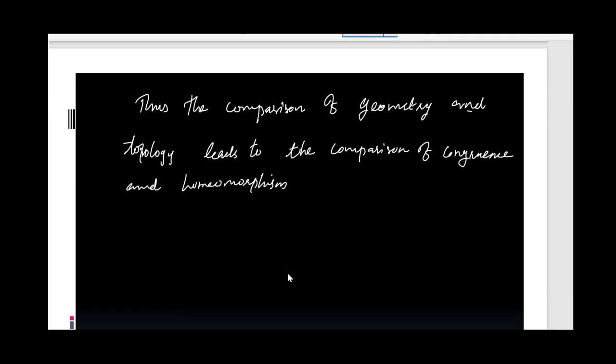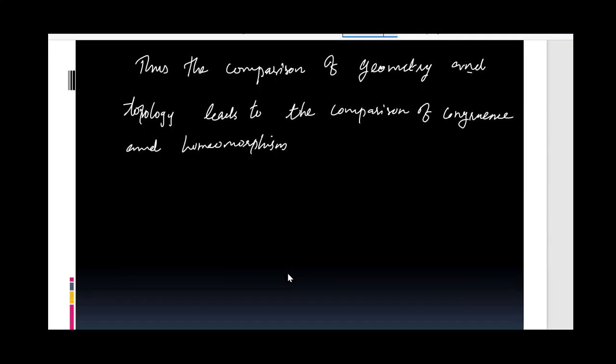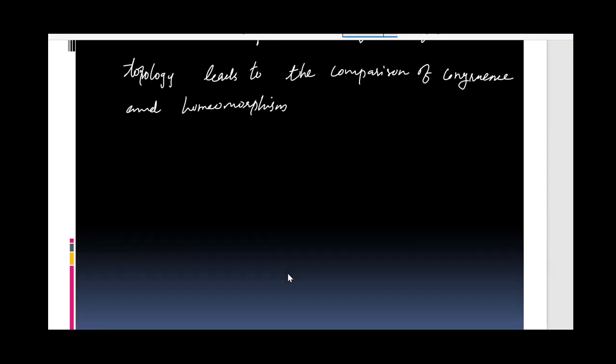And homeomorphism. Thus, the condition that all distances be preserved trivially implies continuity, right? Homeomorphism means that both f and f inverse should be continuous. Now, congruence means a distance preserving bijection. So a distance preserving bijection should always be a continuous function, right?